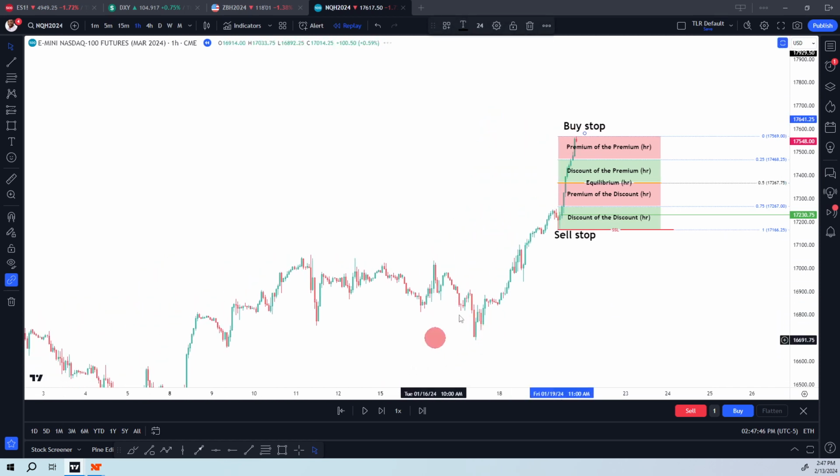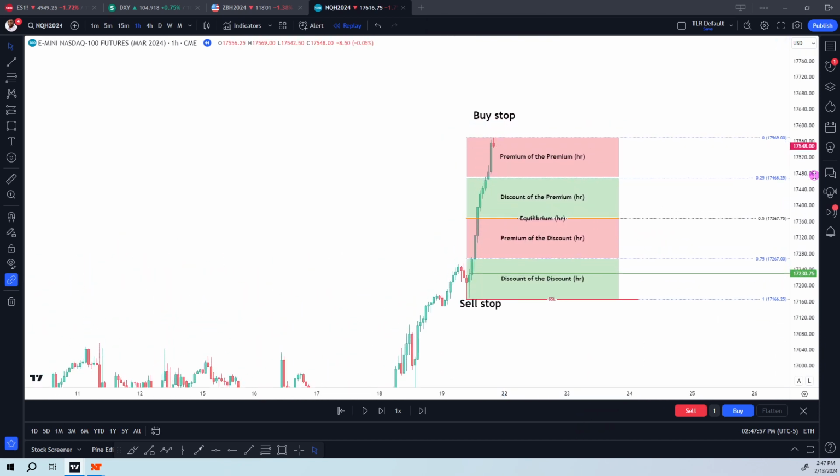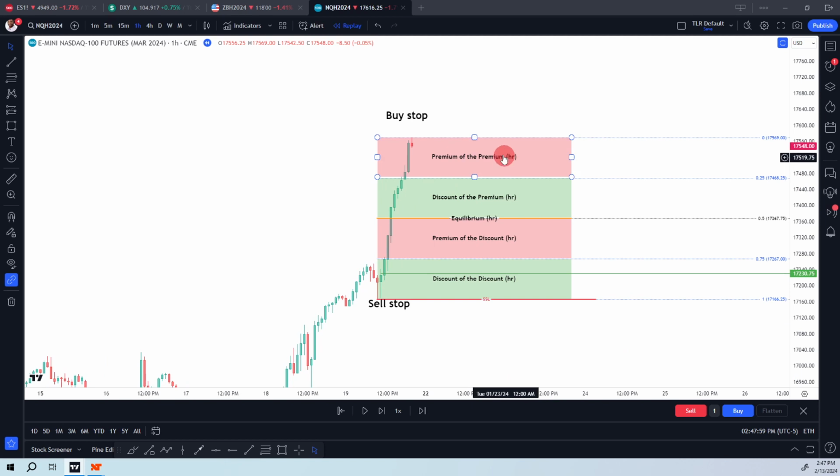Remember we talked about it. We said price was bullish because we came up, we had our breaking market structure, we pulled back, we got our order block, and we took off. So price is bullish, right? Meaning that we want to buy.